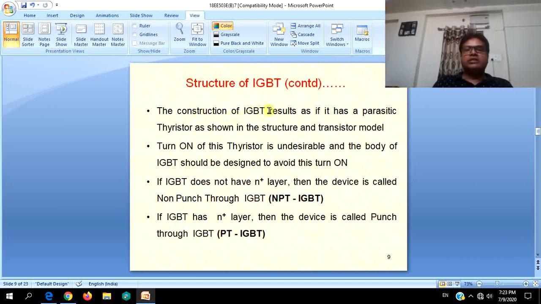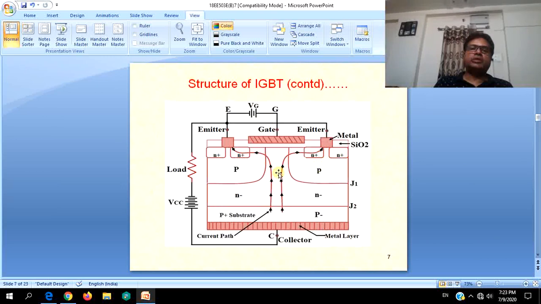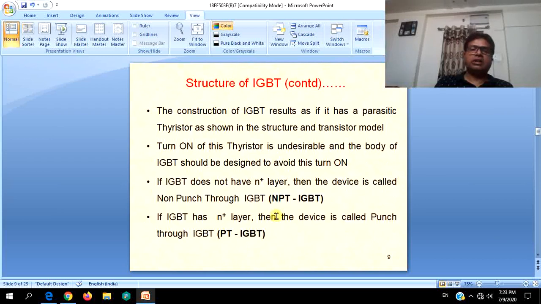The construction of IGBT results as if it has a parasitic thyristor, as shown in the structure and transistor model. Turn on of this thyristor is undesirable, and the body of IGBT should be designed to avoid this turn on. So before the breakover voltage of this PN structure is crossed, the actual conduction of IGBT should start, or this N channel or P channel conduction should take place. Then the SCR conduction will not come into picture.